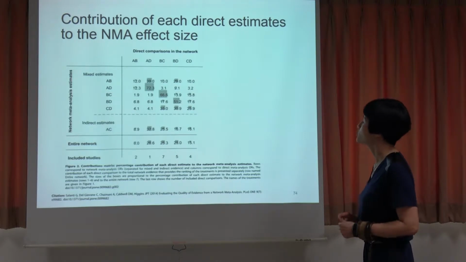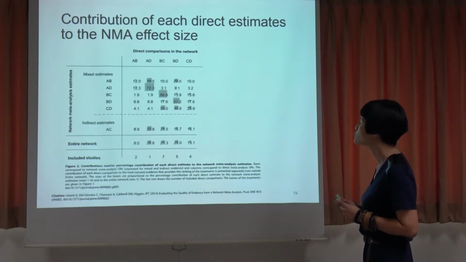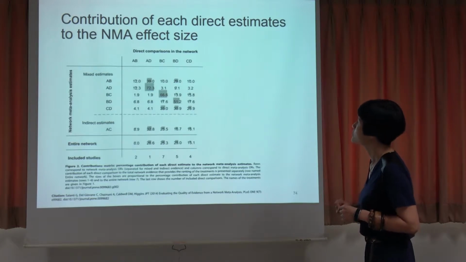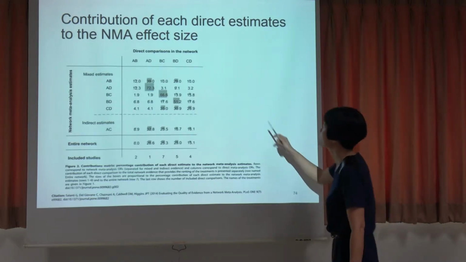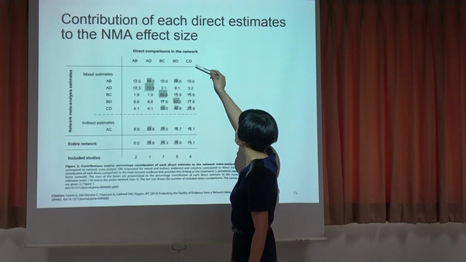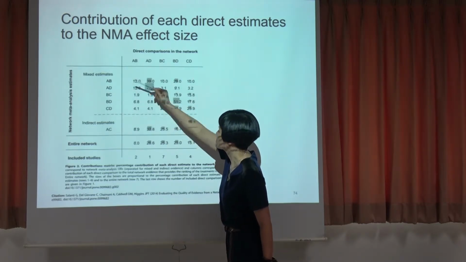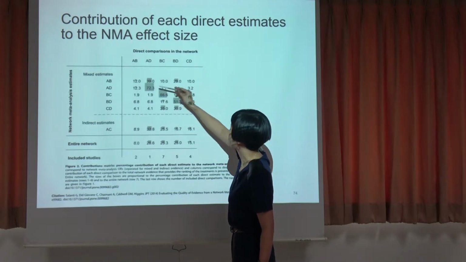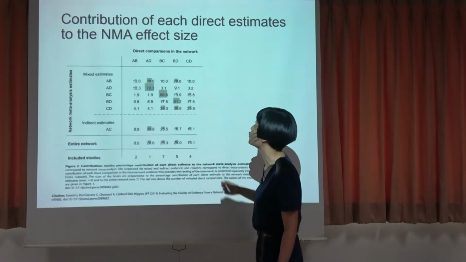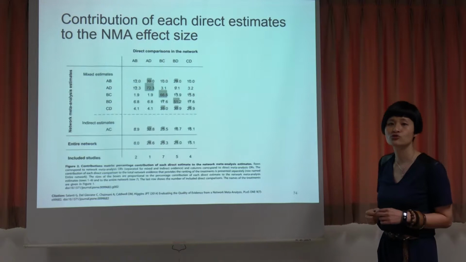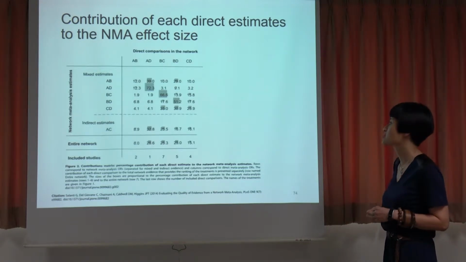This is also a useful way to present your network meta-analysis. It talks about the contribution of direct and indirect evidence within your network. So here is the direct comparison in the network where you have head-to-head studies. Here's the network meta-analysis. And basically, the numbers here are the proportion of data that is contributed to this network meta-analysis from the direct and mixed treatment evidence.